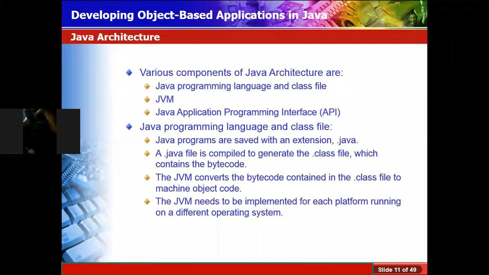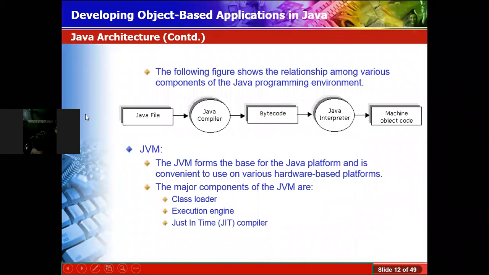Then JVM, Java Virtual Machine, which is the engine of Java, converts your source code to machine code, which is a class file, called bytecode. For implementing that, JVM needs to be implemented on all operating systems. So what is a JVM? JVM forms the base for all Java platforms, and it is convenient to use on various hardware-based platforms. So JVM is platform independent.